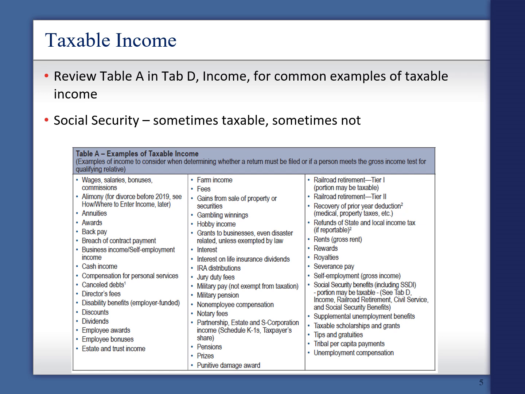Income that is taxable must be reported on a taxpayer's return and is subject to tax. Income that is non-taxable may have to be shown on a taxpayer's return, but is exempt from tax.